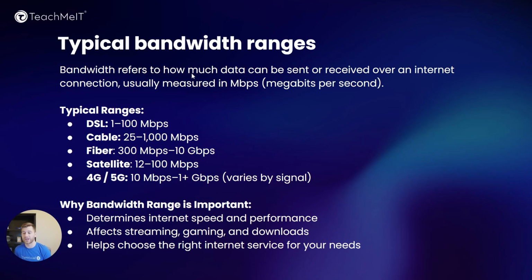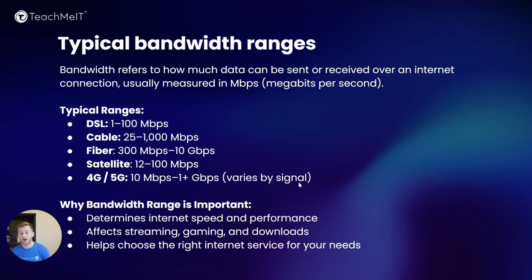Next up is bandwidth ranges. So generally this covers data and how much data can be sent. DSL normally has speeds of 100 to 100 Mbps as far as download goes, and that's megabytes per second. Cable can be between 25 to around 1,000 megabytes per second. Fiber can be 300 up to 10 gigabytes per second. That's incredibly fast. Satellite connections are usually between 12 to 100 megabytes per second, and 4G and 5G usually ranges between 10 to about 1 gigabyte per second.